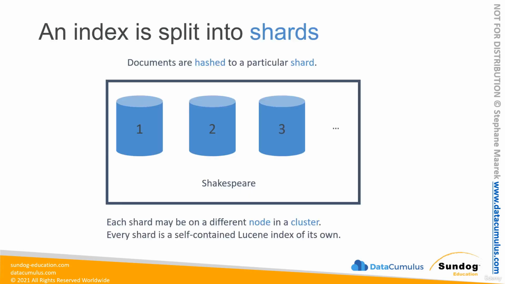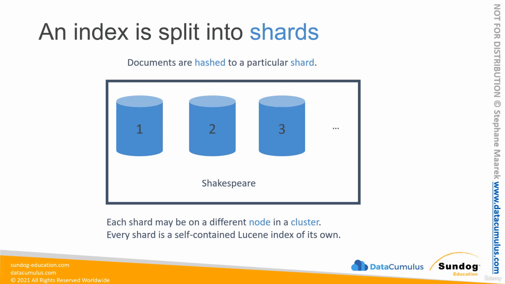How does it all work? Well, an index, which again is a collection of documents that are related to something, is split into shards. So this is pretty much straightforward horizontal scaling stuff, right? Basically, every document is hashed to a particular shard, and every shard might live in a different node within a cluster somewhere. And what's interesting is that every shard in OpenSearch is actually a self-contained Lucene index of its own. So every shard is kind of its own little mini search engine.